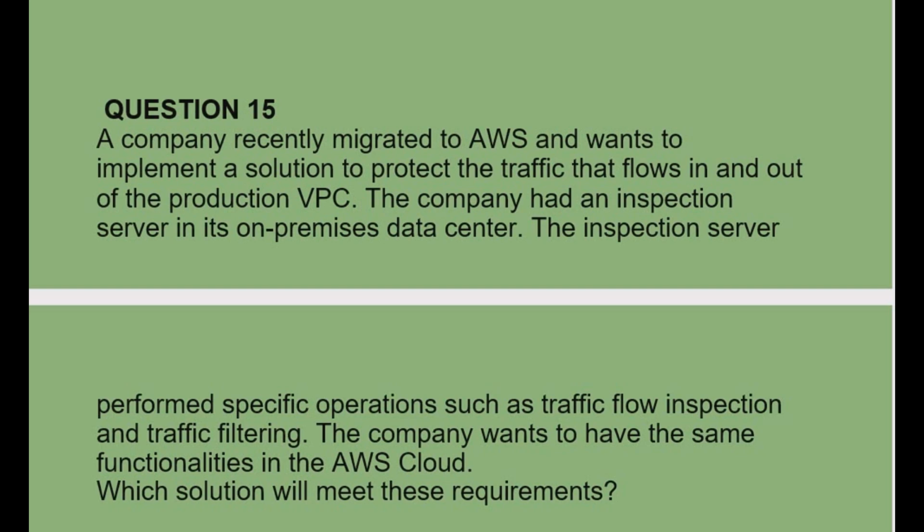Question is, a company recently migrated to AWS and wants to implement a solution to protect the traffic that flows in and out of the production VPC. The company had an inspection server in its on-premises data center. The inspection server performed specific operations such as traffic flow inspection and traffic filtering. The company wants to have the same functionalities in the AWS cloud. Which solution will meet these requirements?